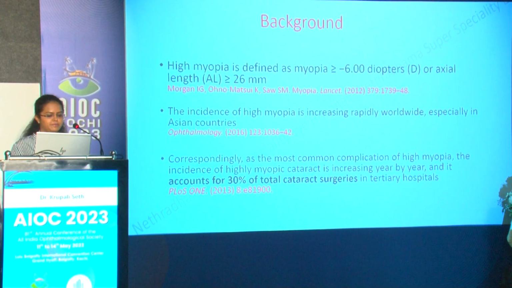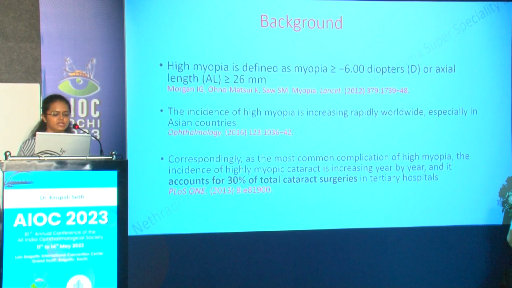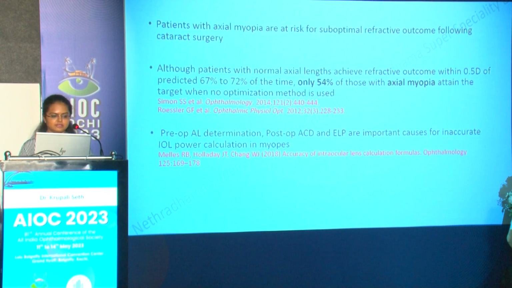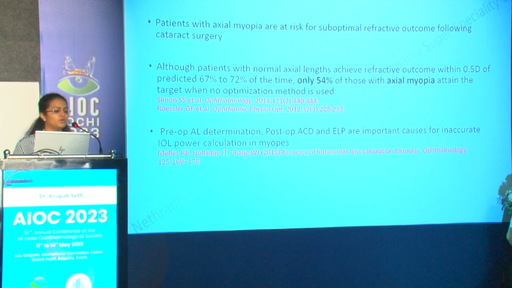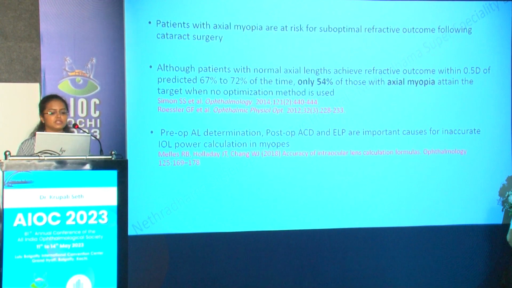The incidence of high myopia is increasing rapidly, especially in the Asian countries. Correspondingly, as the most common complication of high myopia, the incidence of highly myopic cataract is increasing year by year, and it accounts for 30% of the total cataract surgeries in tertiary hospitals. Patients with axial myopia are at risk for suboptimal refractive outcomes following cataract surgery. Patients with normal axial length achieve the refractive outcome within the predicted 0.5 diopters in 67 to 72% of cases, whereas only 54% of those with axial myopia attain the target refraction when no optimization method is used.